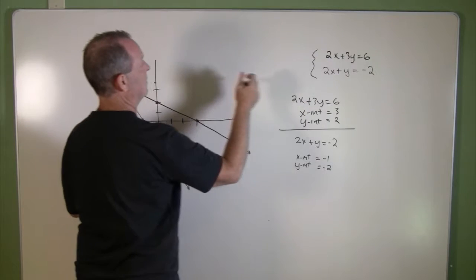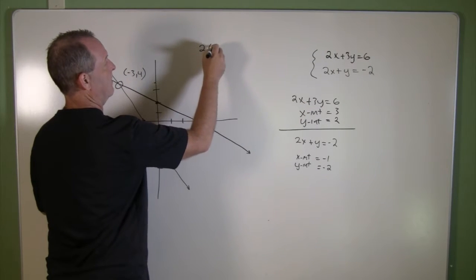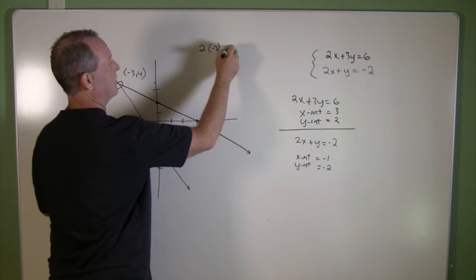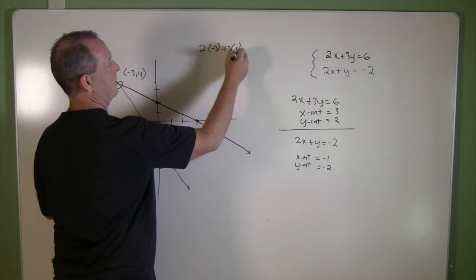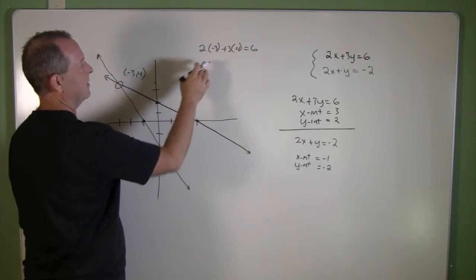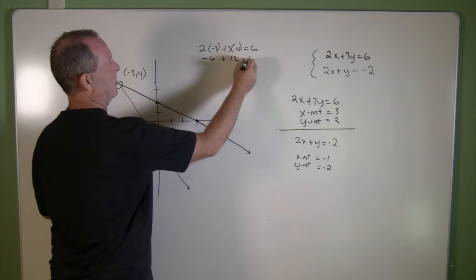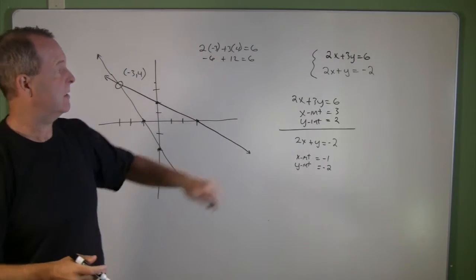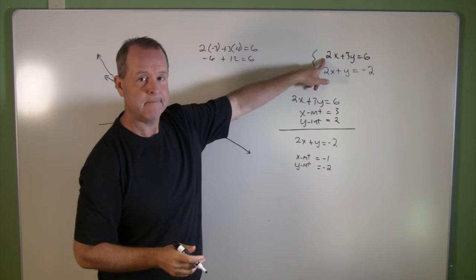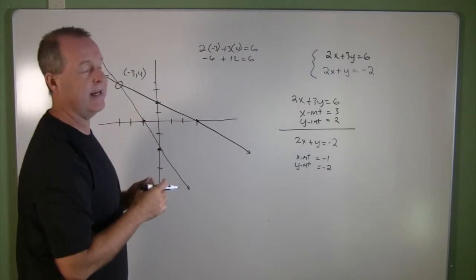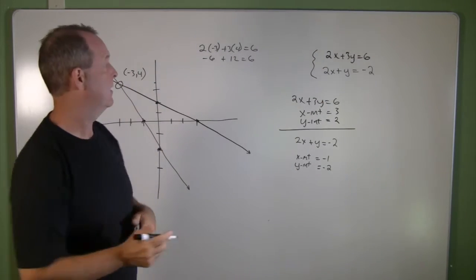So 2 times negative 3 plus 3 times 4, does that equal 6? Minus 6 plus 12 does equal 6. So I know that's a solution to the first line. If it's a solution to the second line, then I know it's a solution to the entire system.